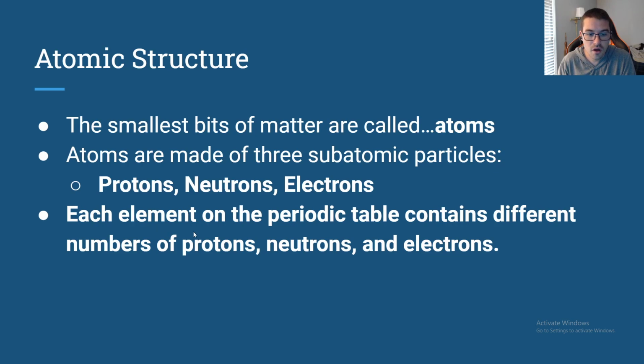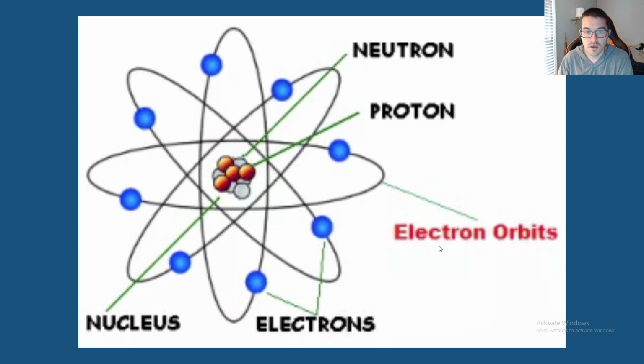Each element on the periodic table contains different numbers of protons, neutrons, and electrons. That is what makes the elements different from one another. Okay, it's these differing numbers of protons, neutrons, and electrons.